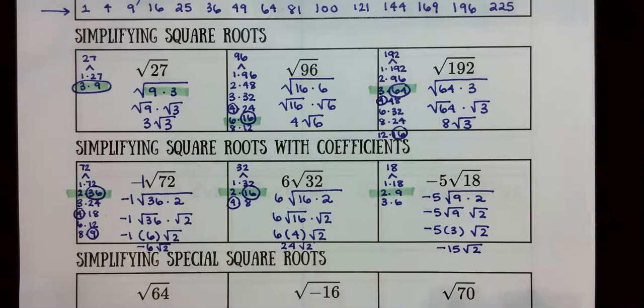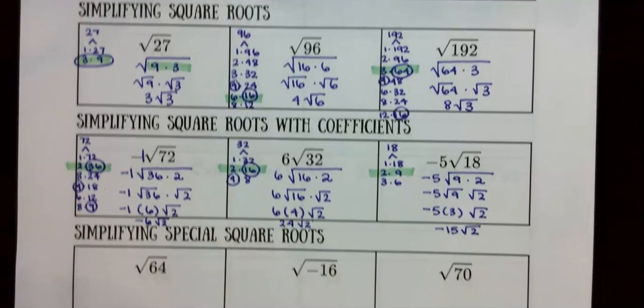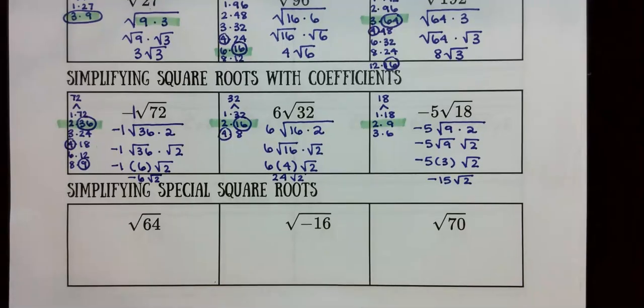Hopefully looking at these examples and working through them is starting to make a little bit more sense how to simplify these square roots. But we do have special square roots that we're going to look at next. And then we're going to look at some expressions that have square roots in them and how we're going to go about simplifying those. So with that being said, let's take a pause right here and I'll see you guys in the next video.